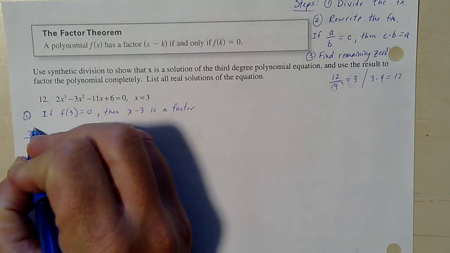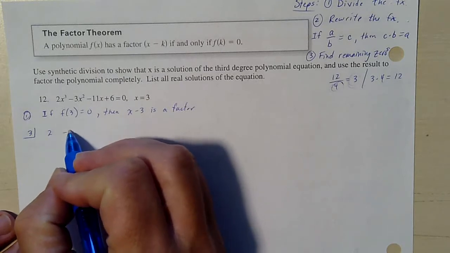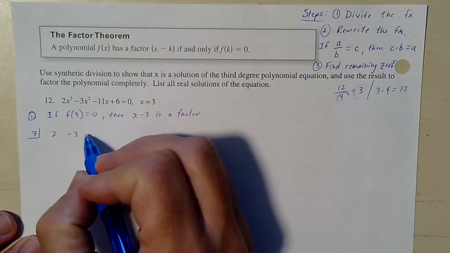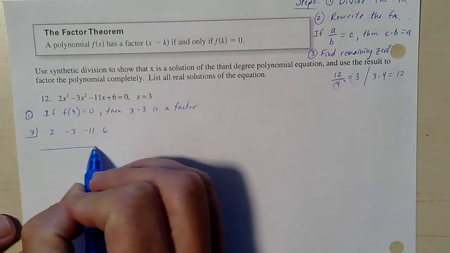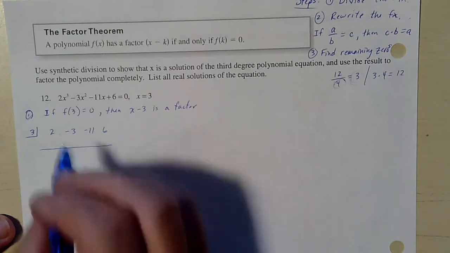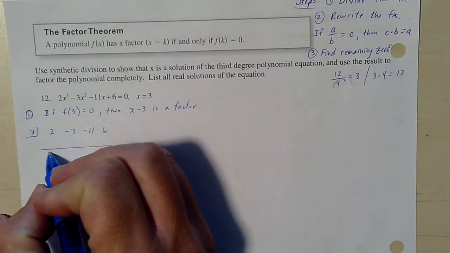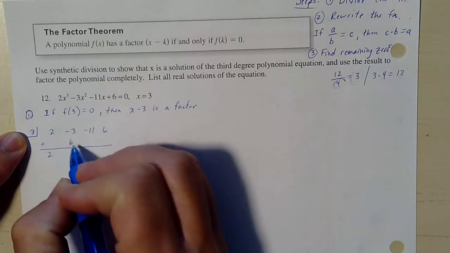So we put the k value, 3, in the corner box: 2, -3, -11, and 6. We don't have to use long division when it's in the form x minus k, right? So bring down the 2, add going down, multiply going up. So this is going to give me 6.